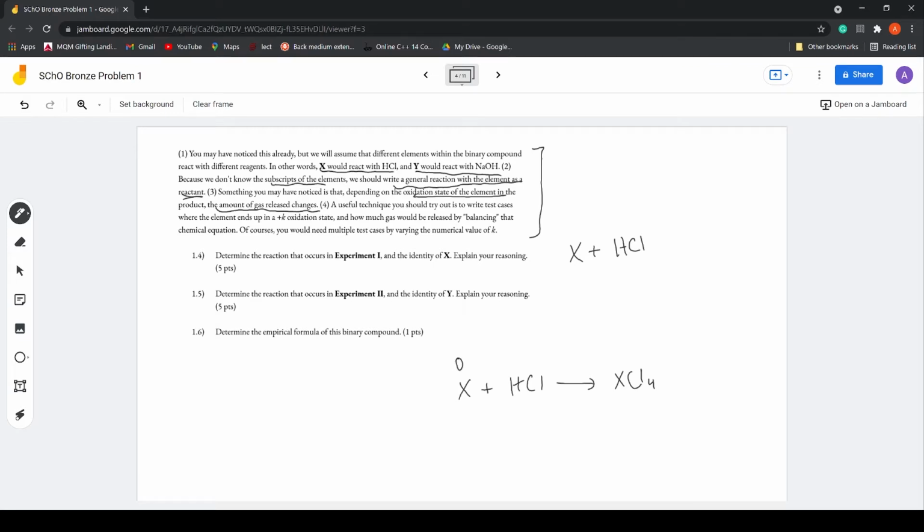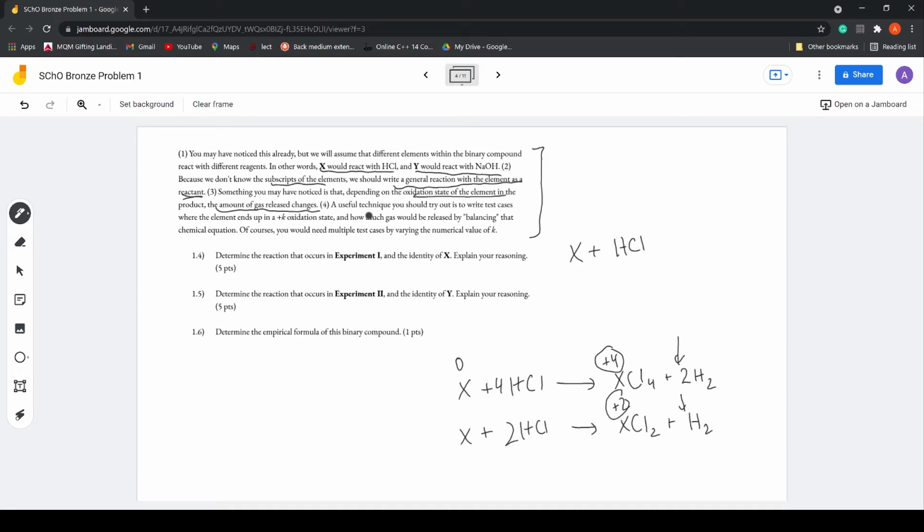So we go from a 0 oxidation state to a +4, and then to balance this out, we would get 2 hydrogen gas. But say that our oxidation state was 2 plus, X plus HCl, then this would form the salt XCl2 because our oxidation state is +2. So we would need 2 HCl, and this would form 1 mole of H2. So we can see that if our oxidation state is 4 plus, we form more gas, 2 plus, slightly less gas, and as the oxidation state increases, we form more gas, right? So that's just something to note.